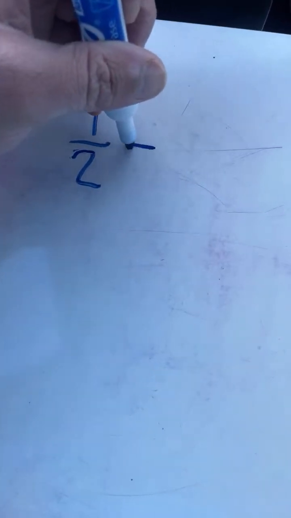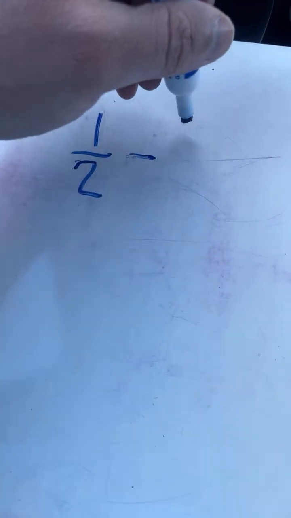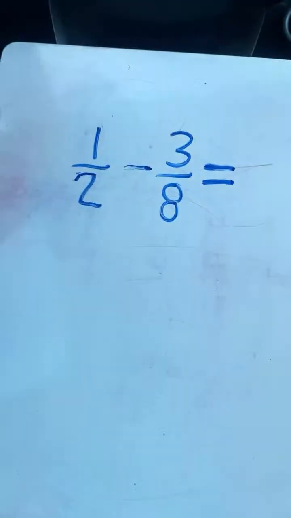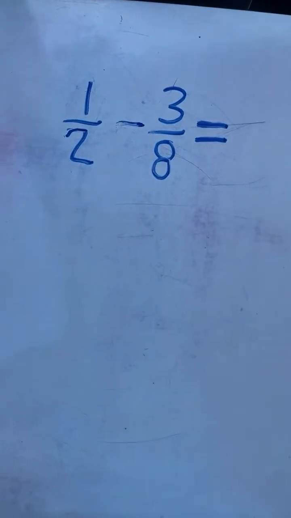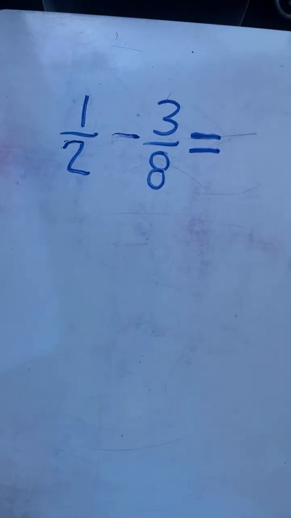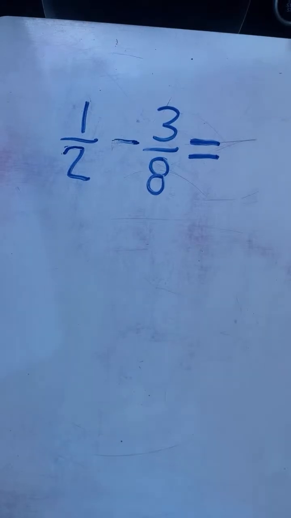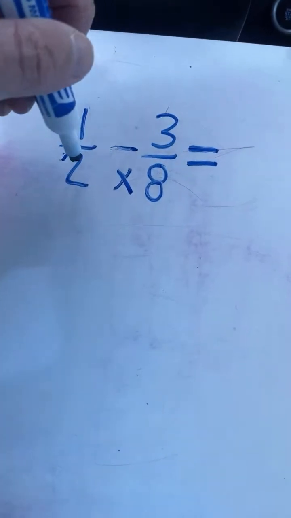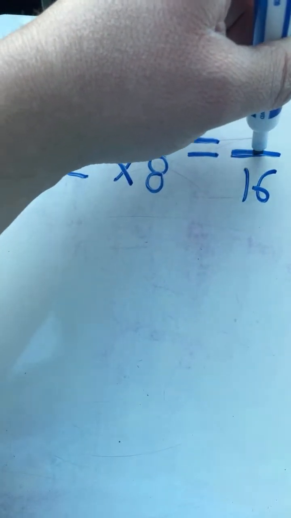Alright, let's say I do 1/2 minus 3/8. That'll be our next example problem here. So, step one, we find a common denominator. Quickest way, we multiply our two separate denominators. 2 times 8 equals 16, so 16 will be our common denominator.